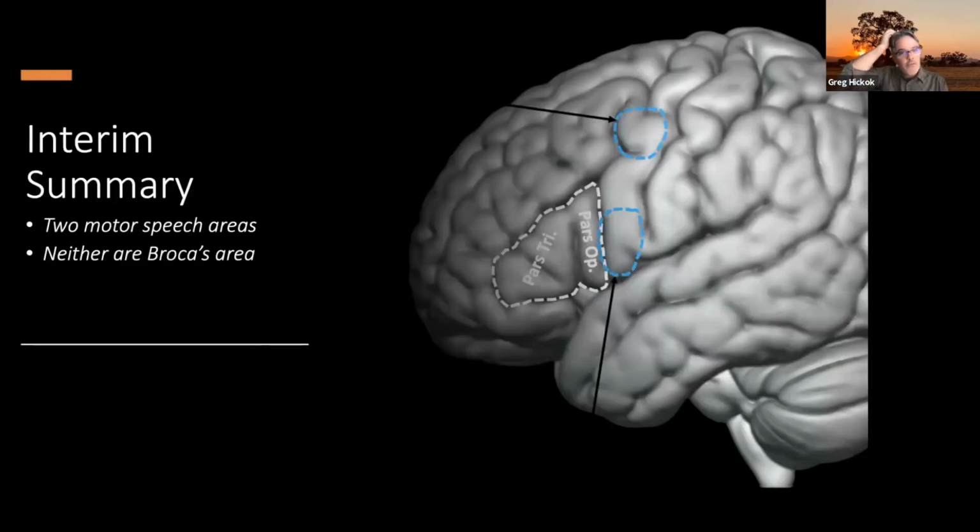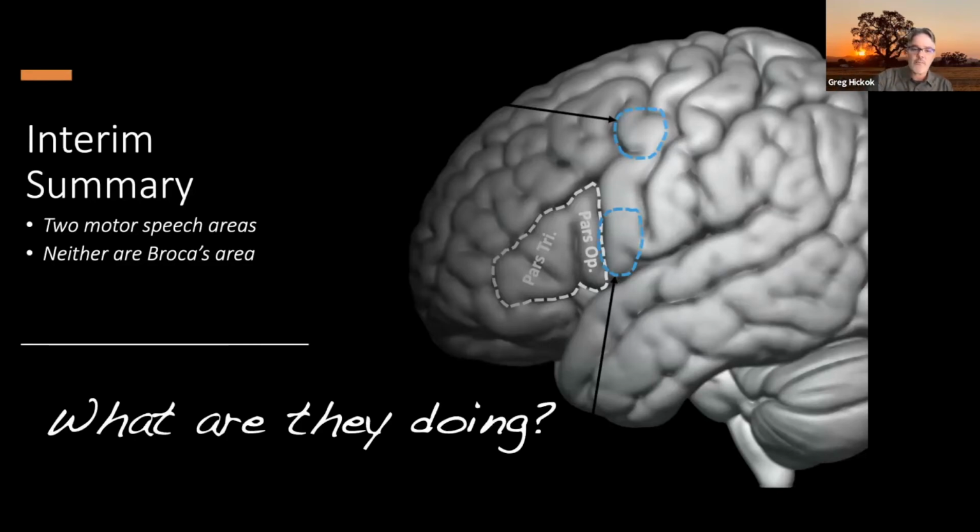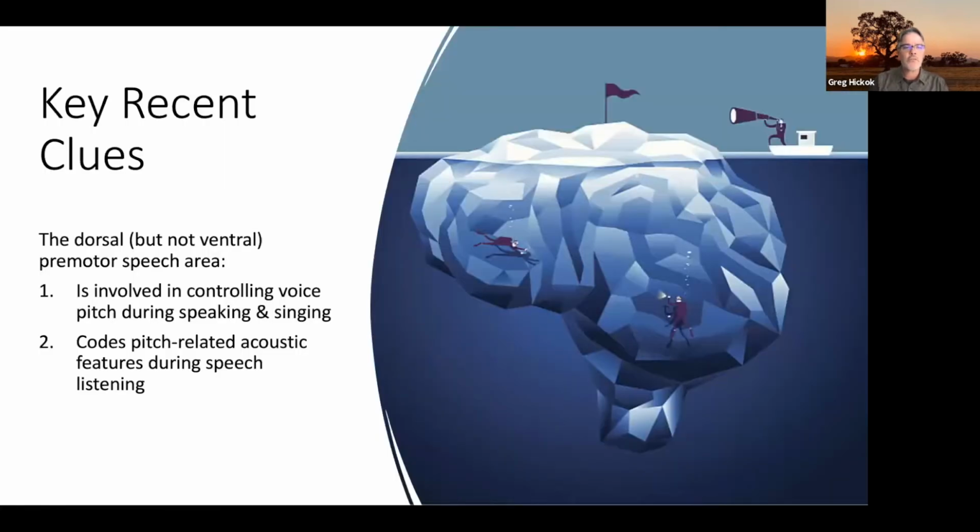So interim summary, two motor speech areas, neither of which are Broca's area. So the question is, what are they doing? What are the differences? And there were two key recent clues. One of them I've hinted at. One has to do with the observation that the dorsal premotor speech area is involved in controlling voice pitch during singing and speaking. And second, that the same region codes pitch-related acoustic features during speech listening. So I'll talk about these two.